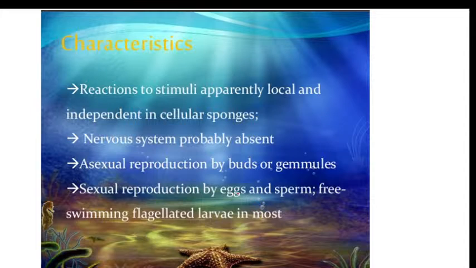Then coming to the other characters, I said in the beginning, they lack nerve cells. Nerve cells ഇല്ലാത്തത് കൊണ്ട് they cannot respond to a stimulus because they lack nerve cells. Then asexual reproduction is by buds. They reproduce asexually by budding or by the formation of gemmules.